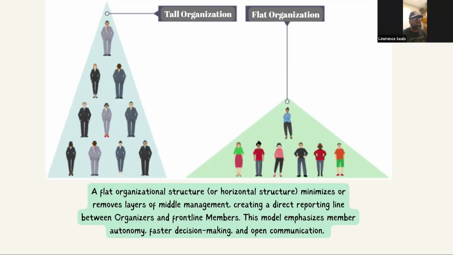A flat organizational structure, or horizontal structure, removes layers of middle management, creating a direct reporting line between organizers and frontline members. This model emphasizes member autonomy, faster decision making, and open communication.